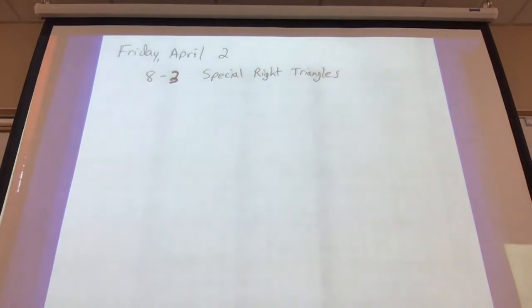There are two types of special right triangles. We're going to give you the first one today, and it's the easier of the two to do. And then we'll get the other one Monday. We'll show you the other one.